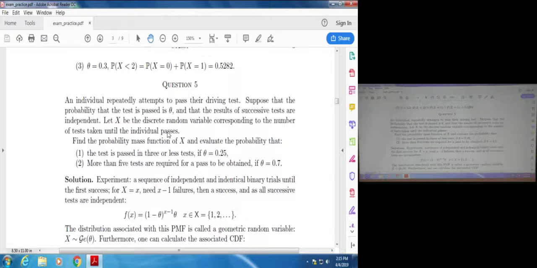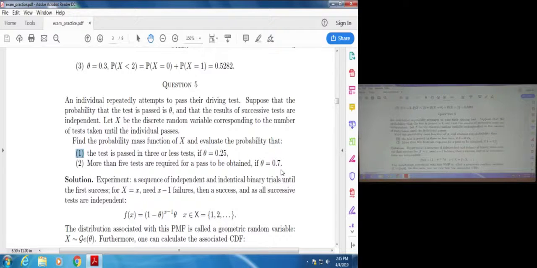So the probability mass function of this random variable, we don't have to do any work, is like this. It's (1 minus theta) to the x minus 1, so I fail x minus 1 times, and then I succeed, and there's only one way of doing that. And x, the random variable, lies in the set 1, 2, and so on, because it takes you at least one test to pass. So now we're asked the question, the test is passed in 3 or fewer tests if theta is equal to 0.25, and more than 5 tests are required for a pass if theta is equal to 0.7.